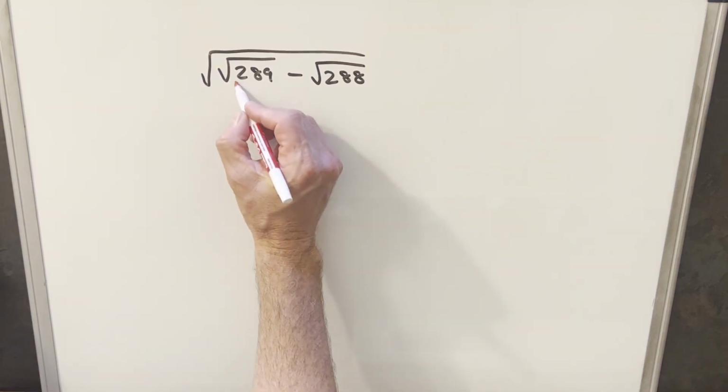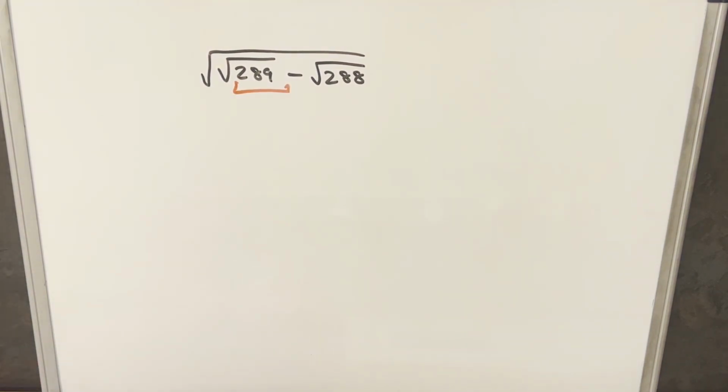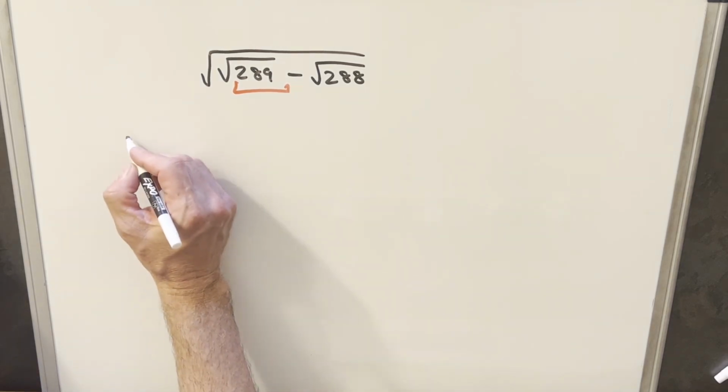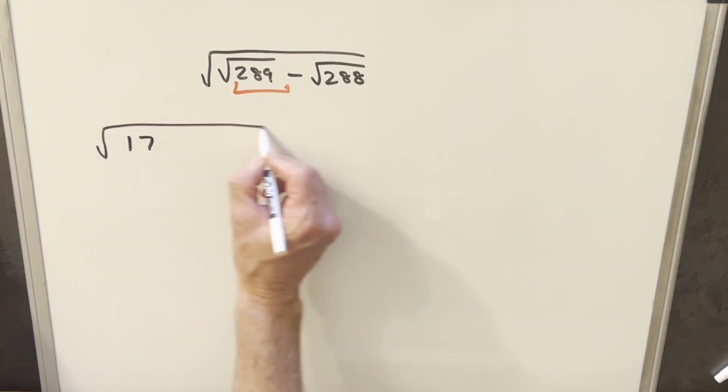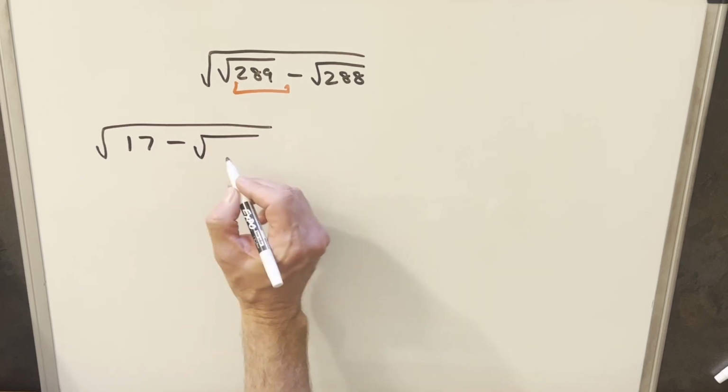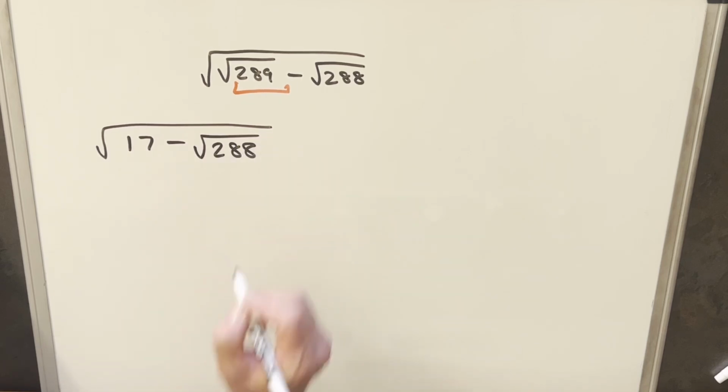So what I'm going to do for my first step is just notice that 289 is actually 17 squared. So the square root of 17 squared is just going to give me 17. So I can rewrite this as 17 minus the square root of 288.